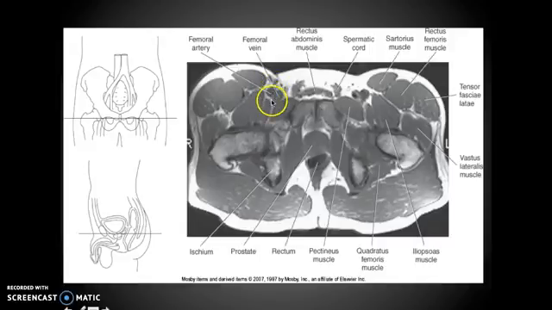So here's your femoral artery, your femoral vein. This is your rectus abdominis muscle. Your spermatic cord is on either side down low into the abdomen. This is your sartorius muscle with your rectus femoris, your tensor fasciae latae, and your vastus lateralis. You have your iliopsoas muscle here with your quadratus femoris muscle. Your pectineus is right there. There's your rectum. This is a male, so that's the prostate.